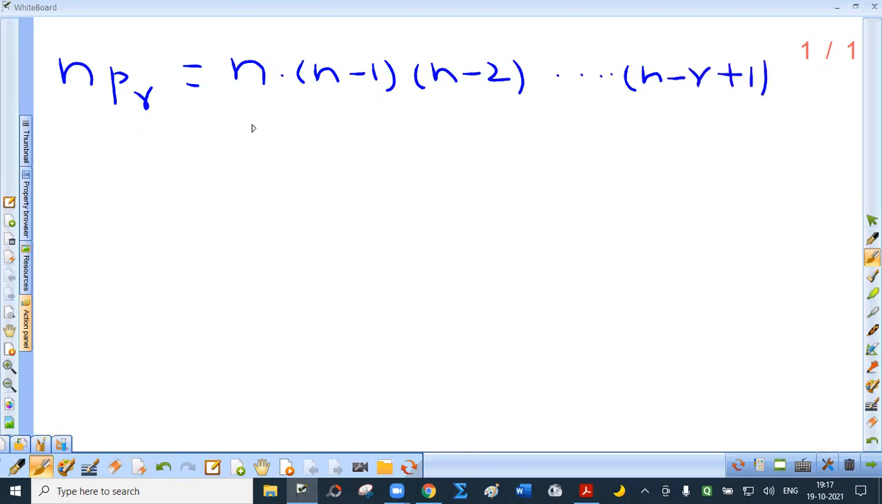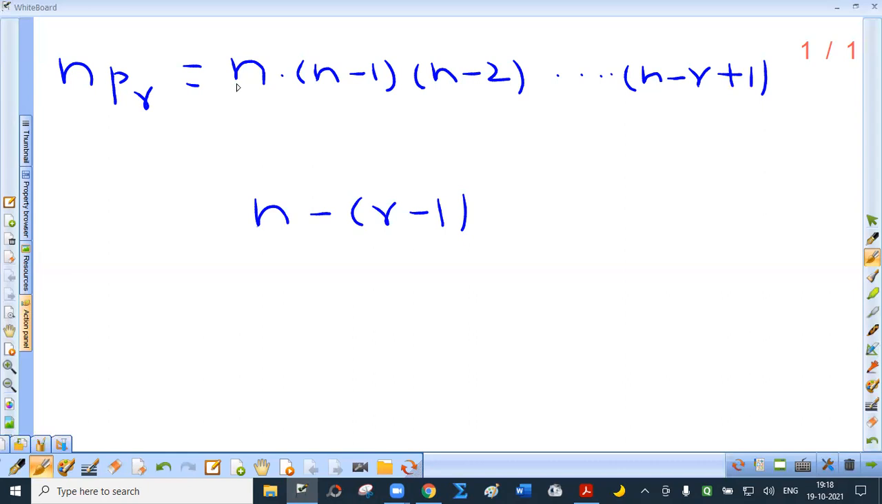I'll explain. See, first object n ways. Second, n minus 1. Third, n minus 2. So for r, from n, you have to subtract r minus 1. So how many ways? n minus r plus 1 ways. I repeat this. There are n objects, but we have to arrange only r out of them. First object can be arranged in n ways. Second, n minus 1. So for second, 1 is to be subtracted from n. For third, n minus 2. So for rth, subtract r minus 1 from n. So n minus r plus 1 ways.